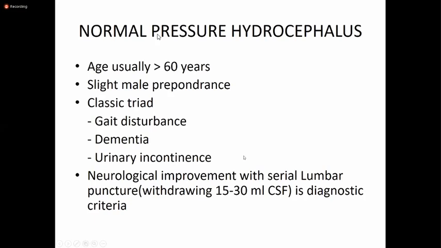And how do we diagnose further? We do the lumbar puncture. In cases above 60 years of age with these three signs, we do the lumbar puncture and remove 15 to 30 ml of CSF. If the patient improves as far as gait and urinary incontinence are concerned, if the gait improves and he has urinary control after this tapping of CSF, you will say that this patient has normal pressure hydrocephalus and he will improve with a VP shunt.